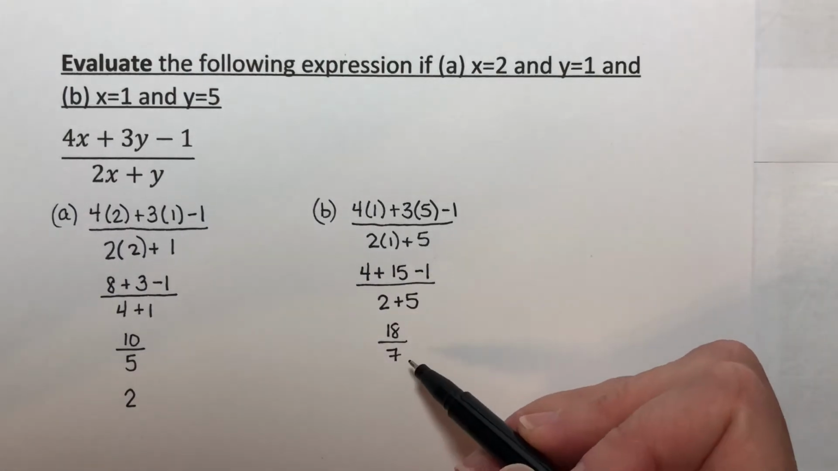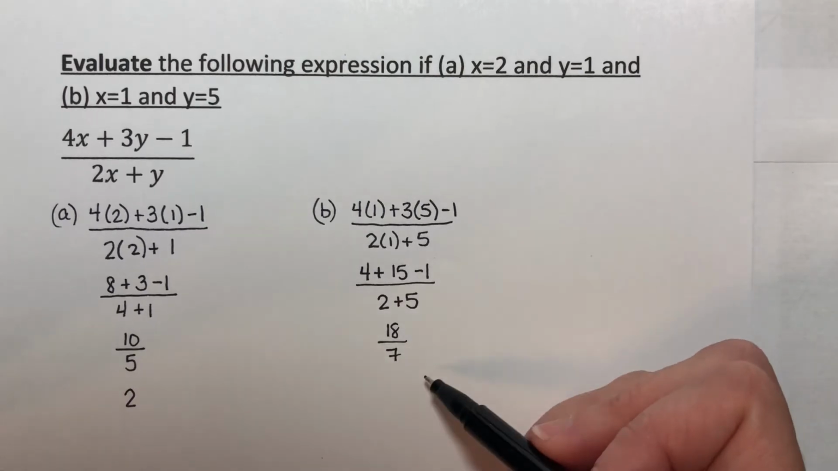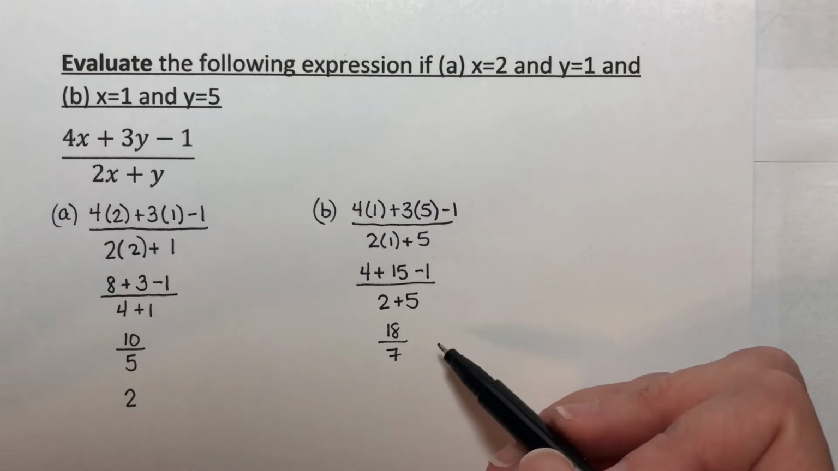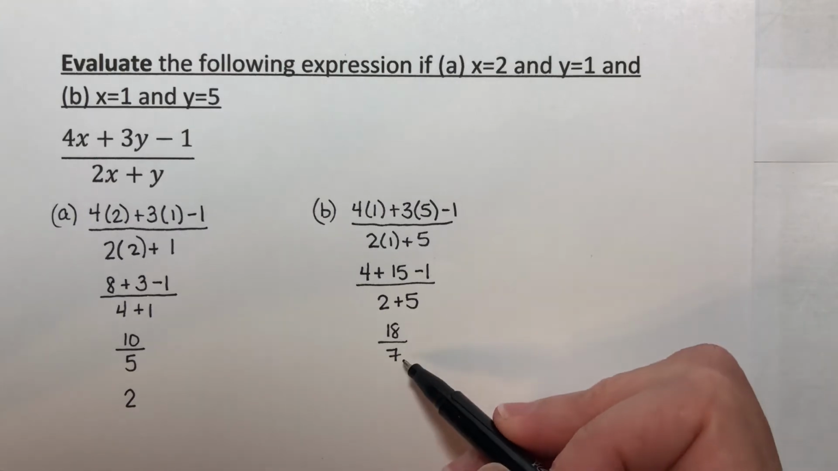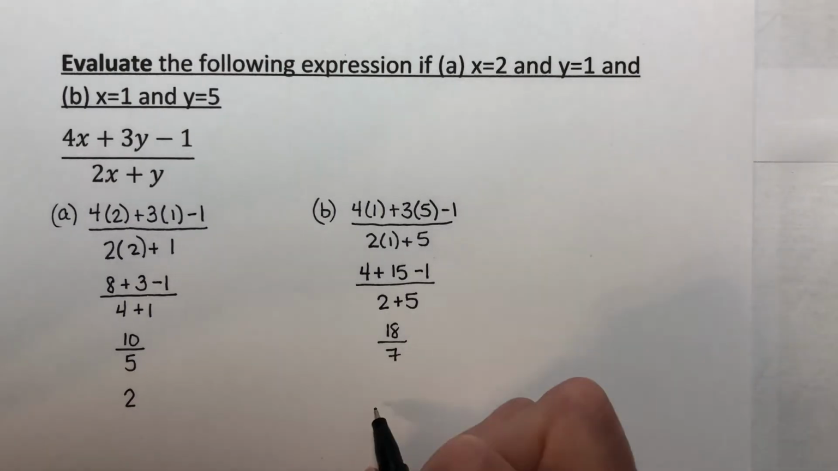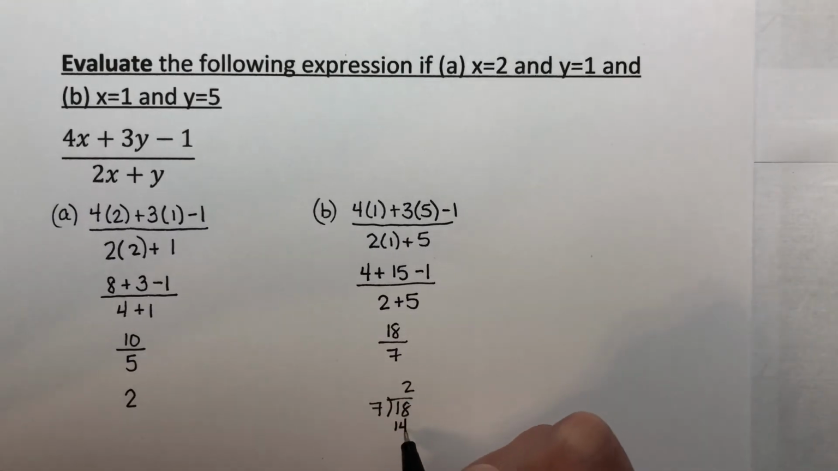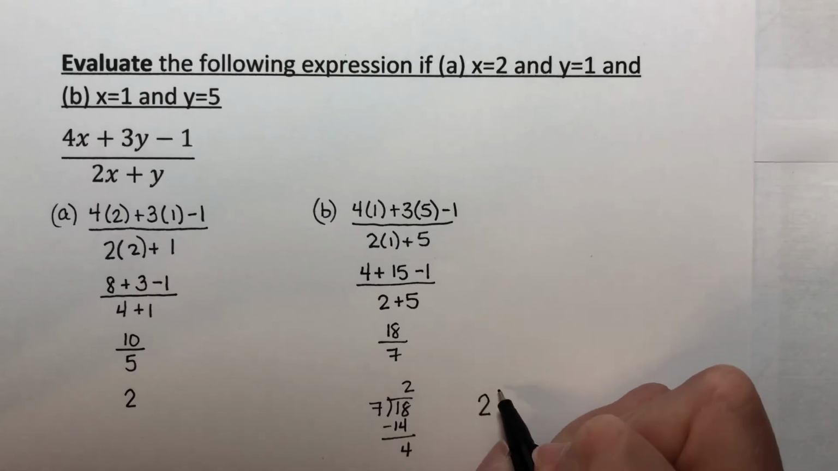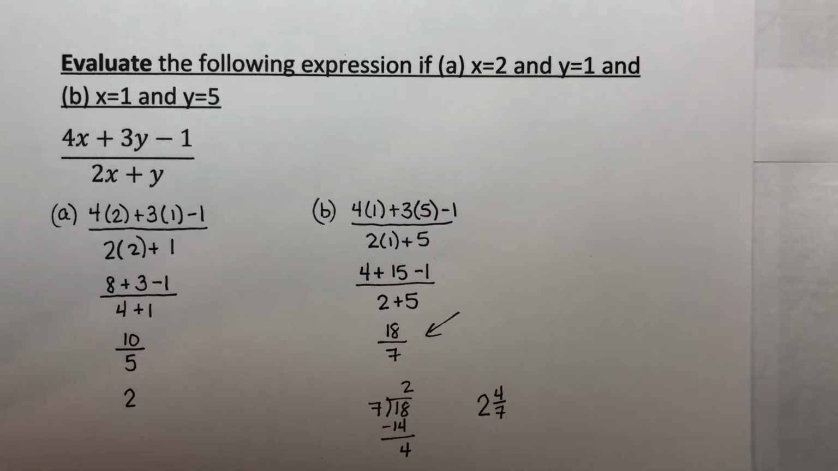I get 18 over 7. I would reduce this fraction if I could. This does not reduce. This is in lowest terms. If you are asked to go to a mixed number, and you probably would not be on this type of problem, you would divide 7 into 18. 7 goes into 18 2 times with 4 left over. So this would be the same thing as 2 and 4/7. But I'm betting the answer that they're looking for would be 18 over 7.